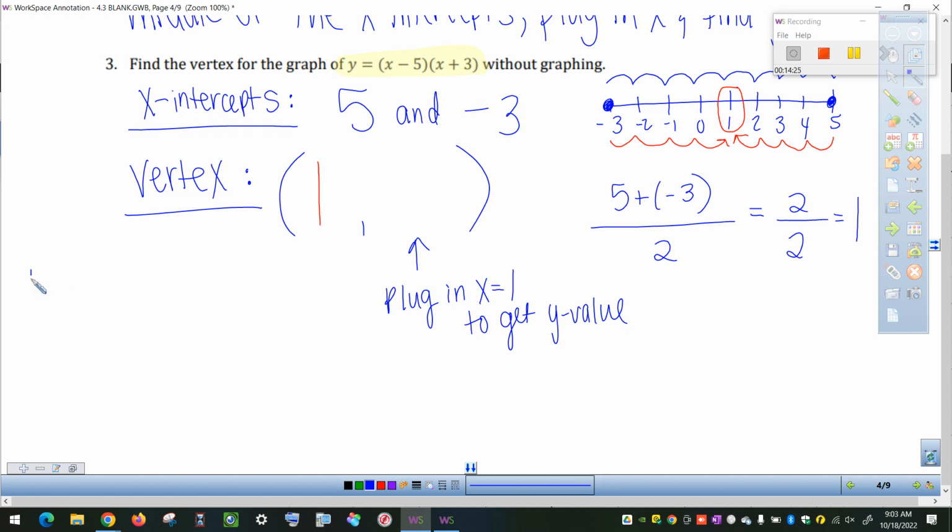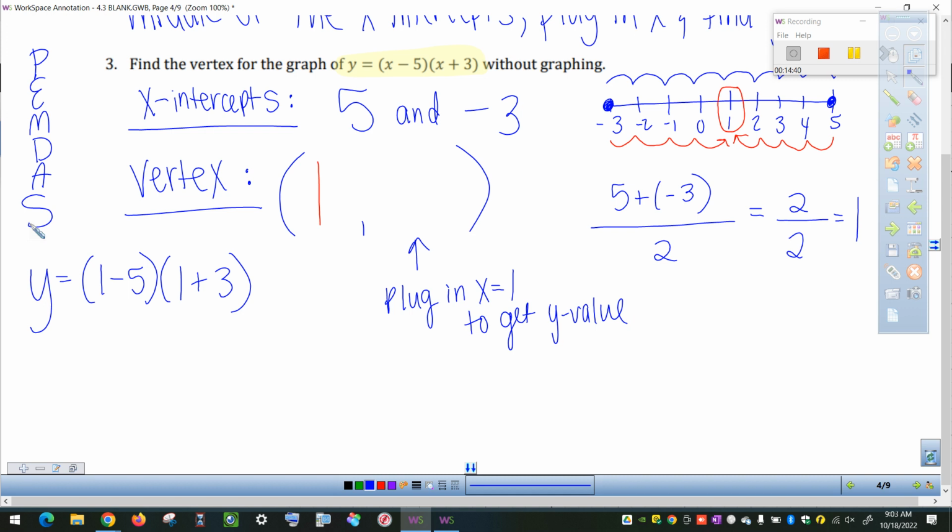So I'm going to show that work off to the side here. I'm going to say 1 minus 5 in the first parenthesis, 1 plus 3 in the second parenthesis. Many of these evaluating problems with quadratics are all about order of operations. So we are going to go back to PEMDAS again. We do have some operations in parentheses here, so we need to do those first.